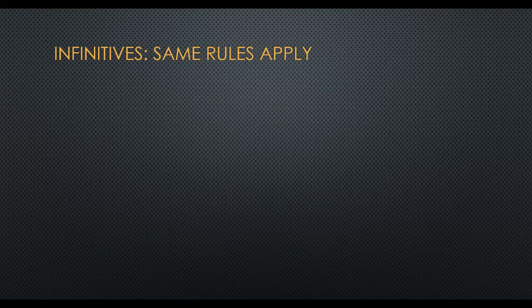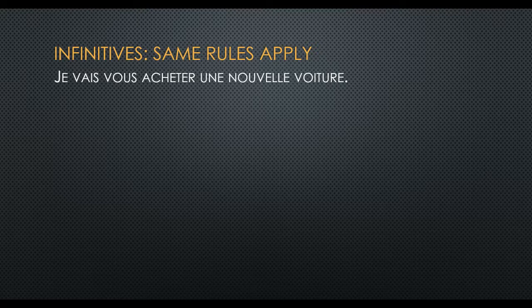All right, now infinitives. As I've said before, the same rules apply. All right, so je vais vous acheter une nouvelle voiture. I'm going to buy you a new car. Yeah, right. Sorry. All right, so now look at it. The vous is already done for us. The une nouvelle voiture, that's what's being bought. So that is going to be my direct object. Now, as you can tell by the une and the nouvelle, that is feminine. So it is going to be replaced with la.